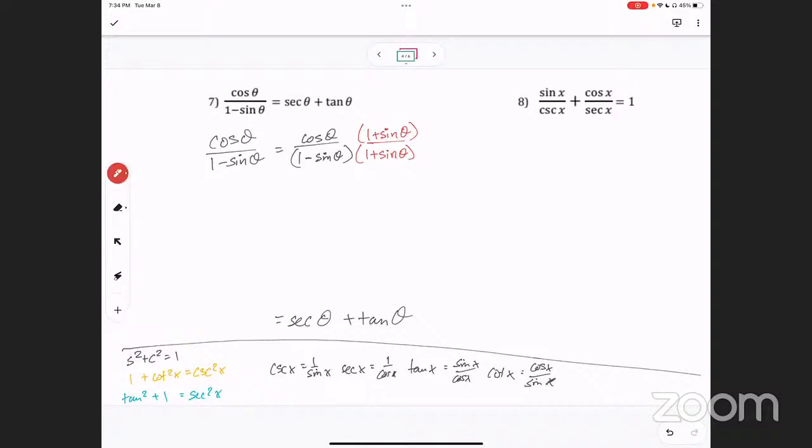Okay. So here's what I get. I get cosine of theta times 1 plus sine theta. Notice I'm not even multiplying that together yet. No need to quite yet. Over, remember what you said? It's 1 minus sine squared theta, right? You got the 1 minus sine squared theta from distributing the denominator, right?